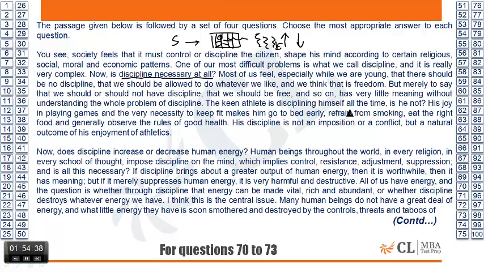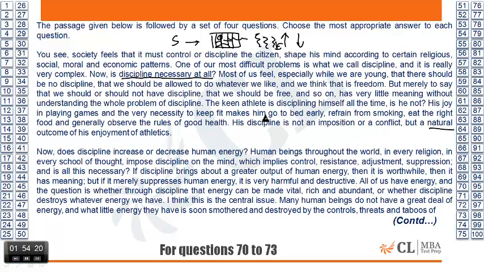The keen athlete is disciplining himself all the time. Is he not? His joy in playing games and the very necessity to keep fit makes him go to bed early, refrain from smoking, eat the right food, and generally observe the rules of good health. His discipline is not an imposition or a conflict, but a natural outcome of his enjoyment of athletics.